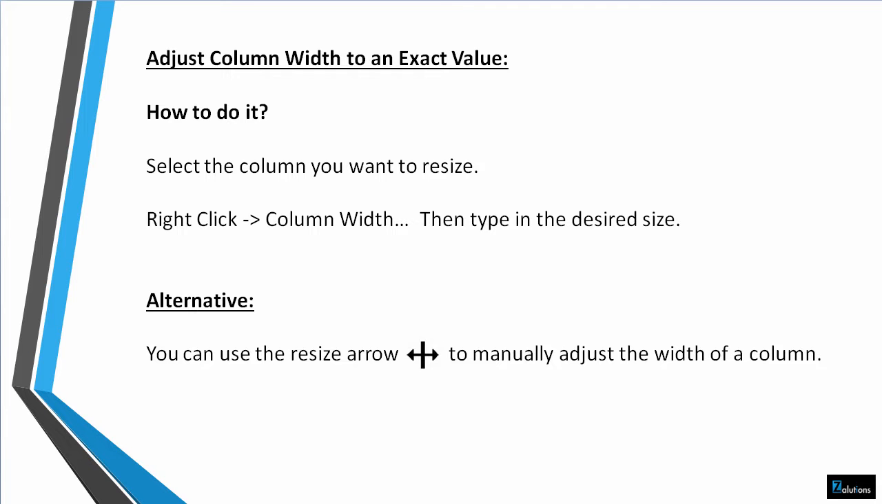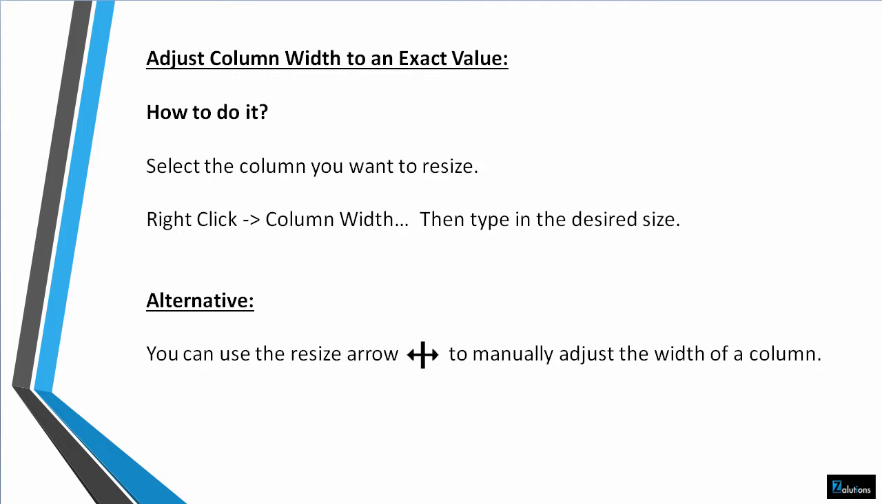Well, there are two ways to do so. The first method, which allows you to be exact in the size, is as follows. First, right-click the column header that you want to resize. Then select Column Width. This opens a dialog box where you can then type the desired size, then click Enter to accept.